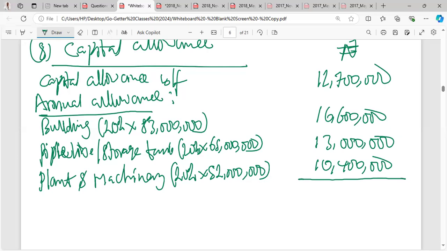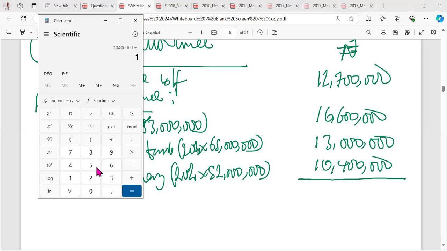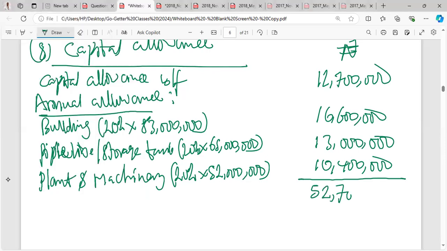So I have 10,400,000 in my calculator plus 13 million plus 16,600,000. Okay, 10, 13, 16.6, yes, plus 12,700,000. Okay, that will give me 52,700,000. Now this is your annual allowance.